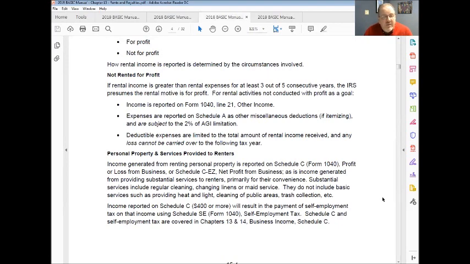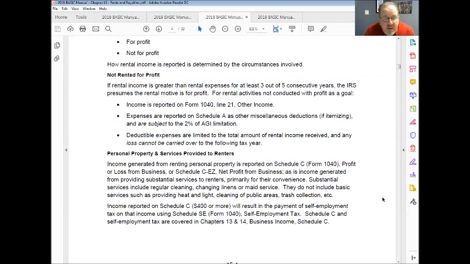If I'm not renting for profit, then as you can see in the section, the income is reported on line 21, and then we do our expenses on Schedule A, our 2%. But as we know, that 2% section is gone for 2018. They've taken that out of the Schedule A. But in the case of New York and many other states, as Esther likes to say, they've divorced the IRS and the federal government. Being out on their own, they've decided that they're going to keep that 2%.